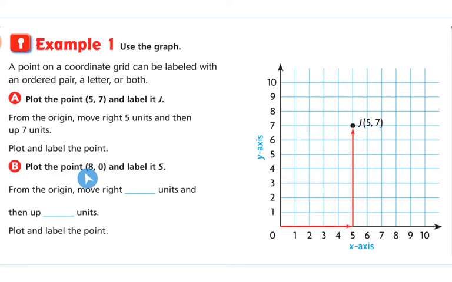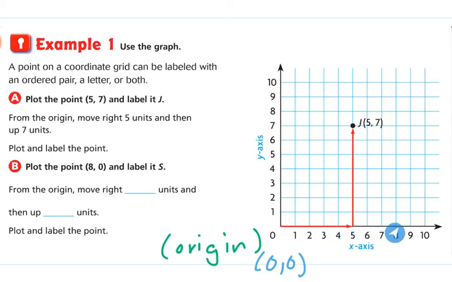Plot the point 8, 0 and label it S. So we're going to start again at the origin, and actually, boys and girls, I'm going to write down that this is the origin just to get in the habit of starting at the origin, which is always given in the form of 0, 0. So we're going to start at the origin. So we're going to go over to the right 8 units. So 1, 2, 3, 4, 5, 6, 7, 8.